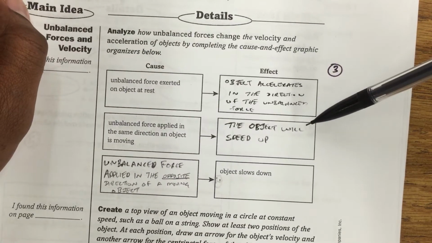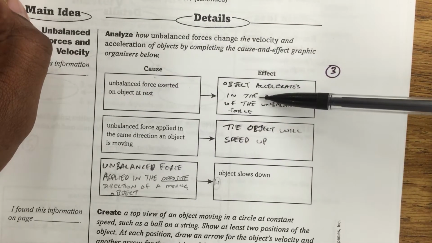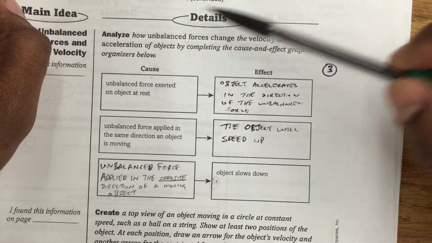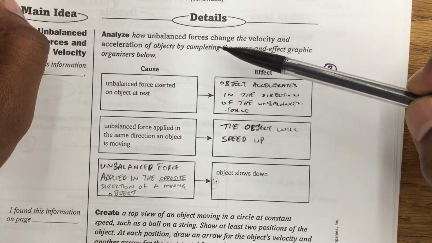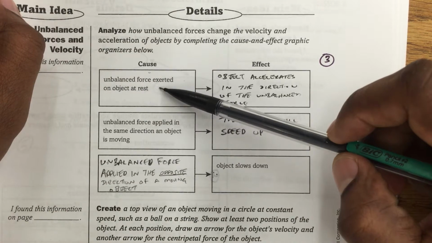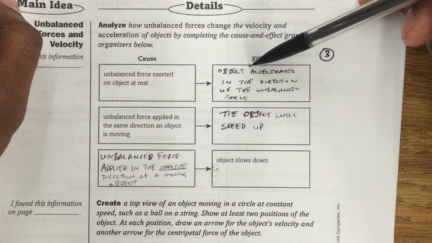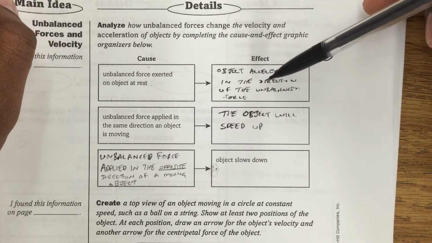Three, this is a cause and effect. We went over this several times. The cause is here and what effect it has on an object should be here, and it tells you that in the directions. If an unbalanced force is exerted on an object at rest, the object is going to accelerate in the direction of that unbalanced force.